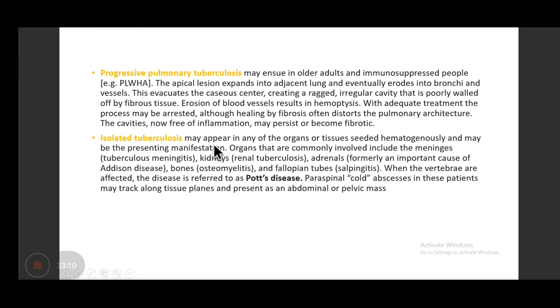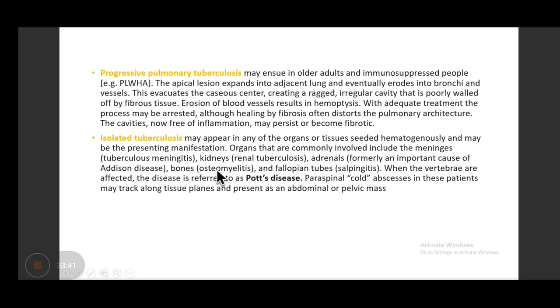Isolated tuberculosis, that is, this is extrapulmonary tuberculosis. It may appear in any of the organs or tissues seeded hematogenously and may be the presenting manifestation. It can follow your primary tuberculosis or it can be the presenting manifestation. For example, your CNS TB, that is tuberculous meningitis, renal TB, hepatic TB, your adrenals, which was formerly an important cause of Addison's.